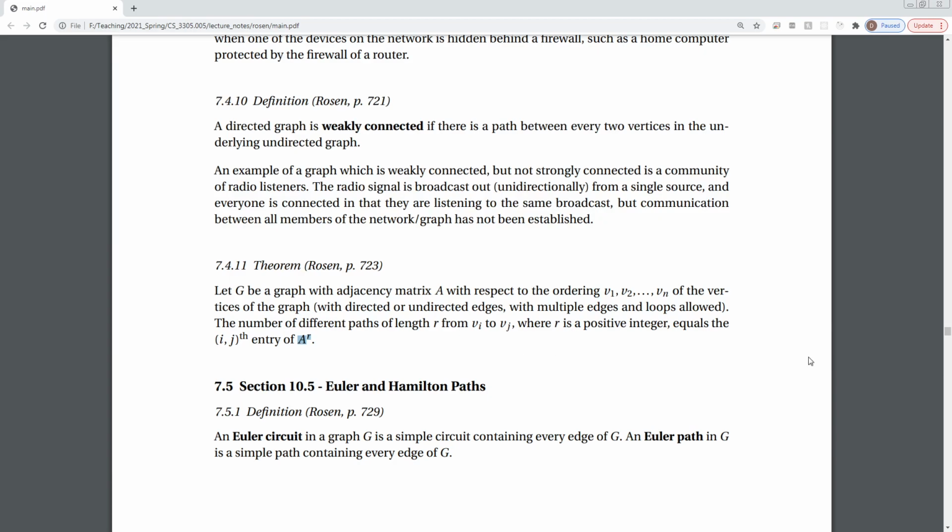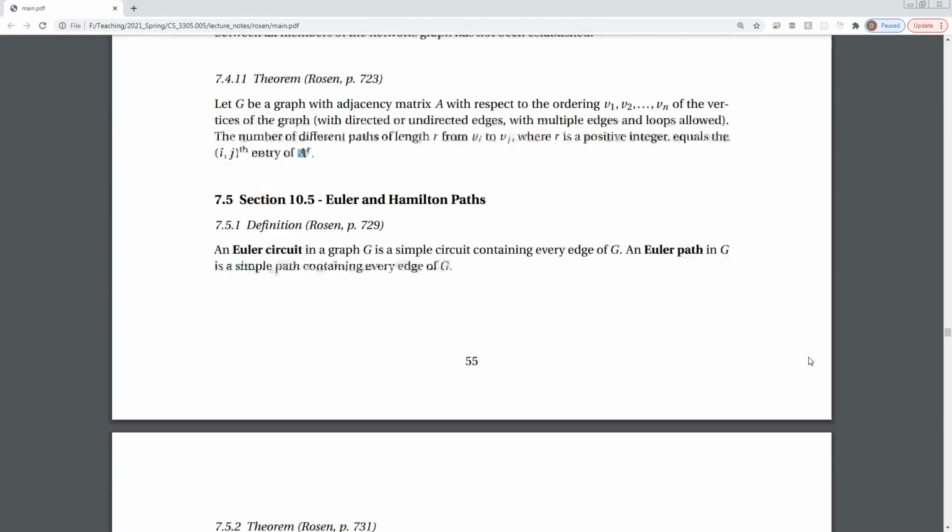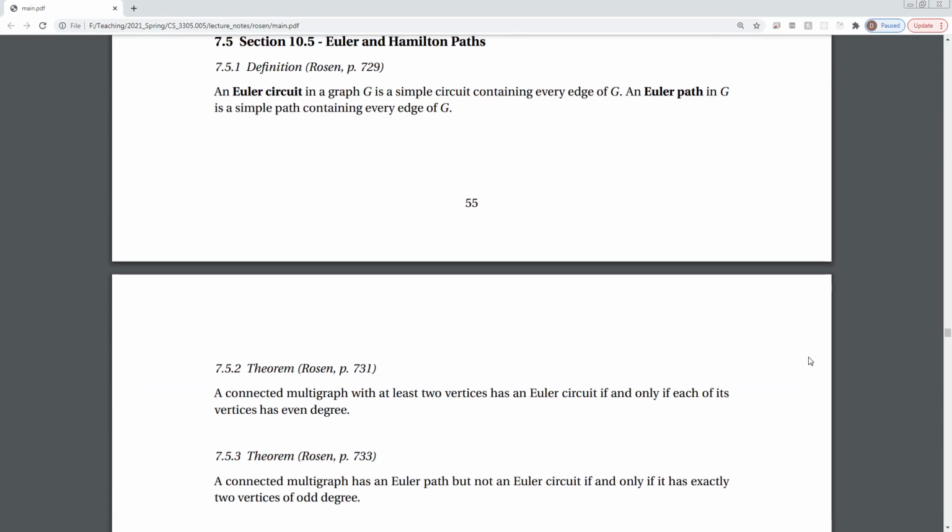Okay, so another unexpected but really cool property of matrices, if solving systems of linear equations wasn't interesting enough.